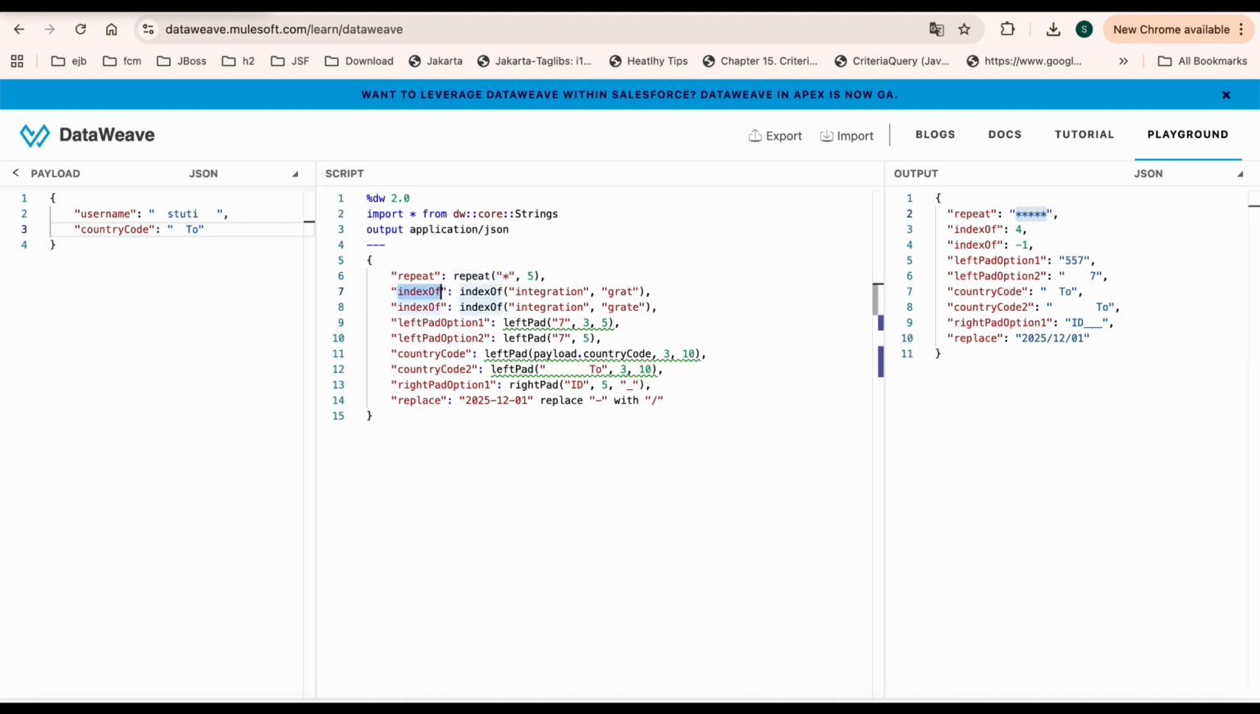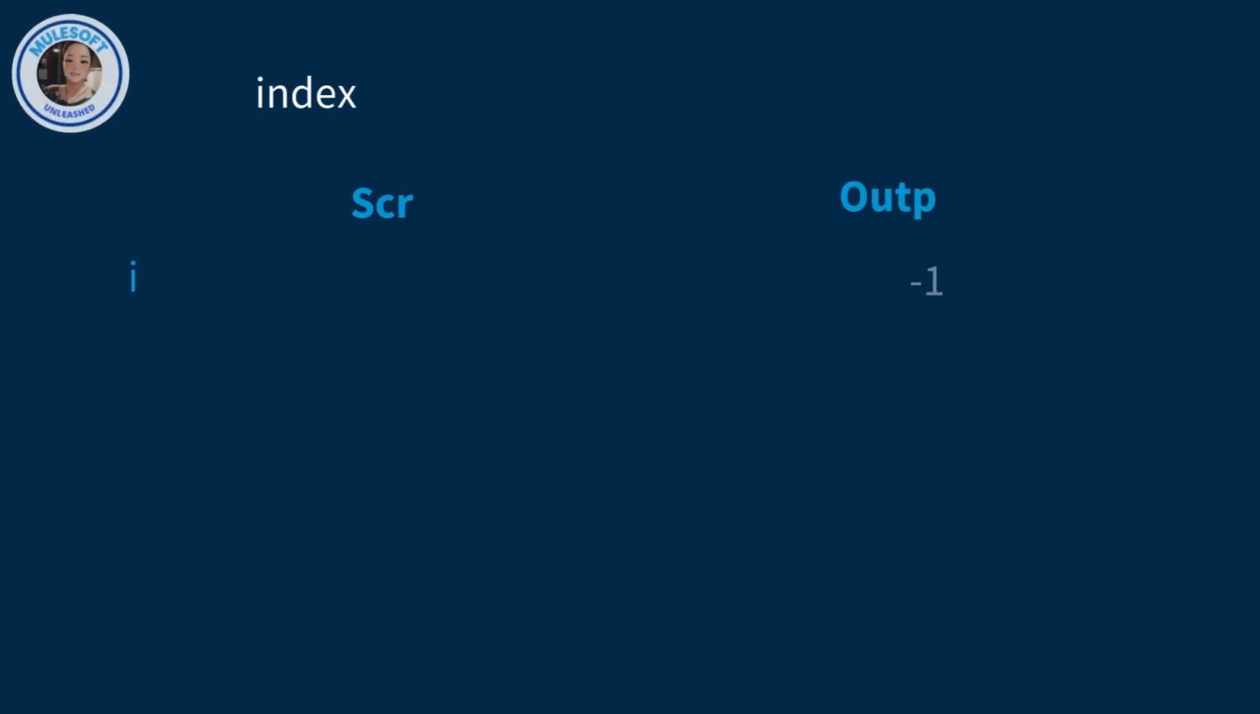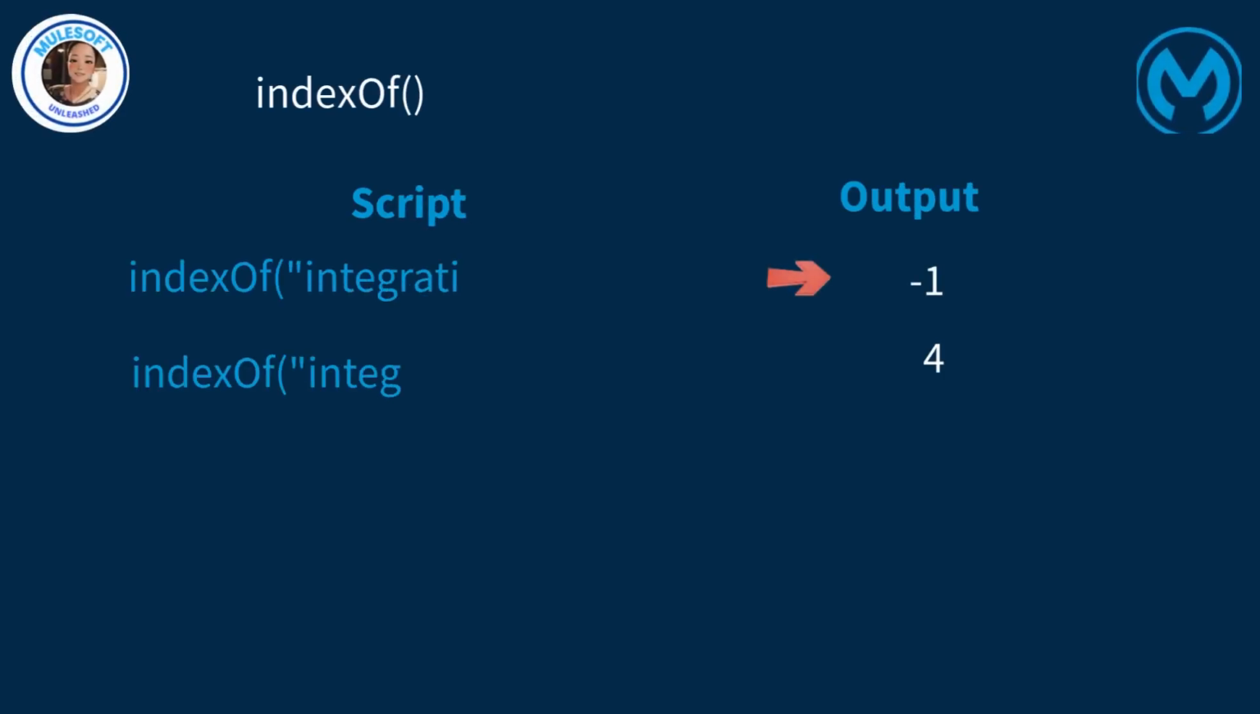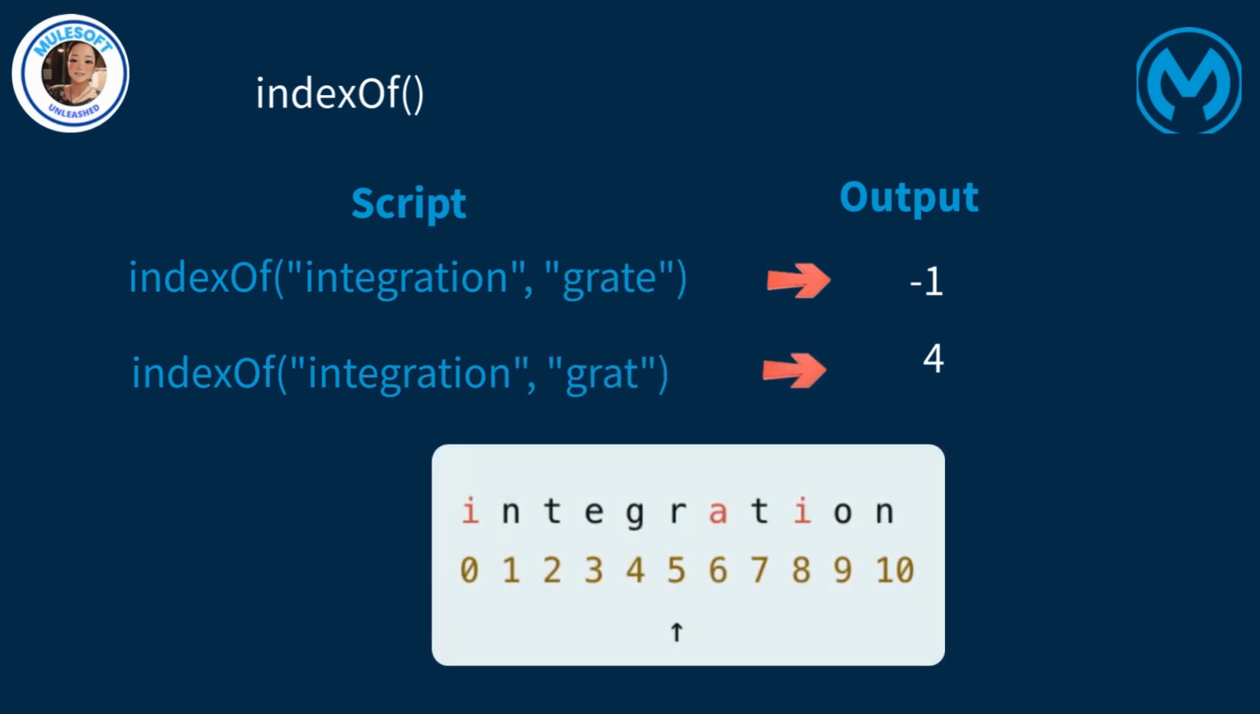Next, the indexOf function returns the starting position of a substring inside a string. In this example, we search for the word great inside integration. The output is 4 because indexing starts at 0. If the substring does not exist, DWL returns -1.